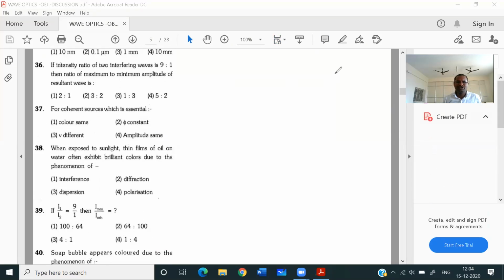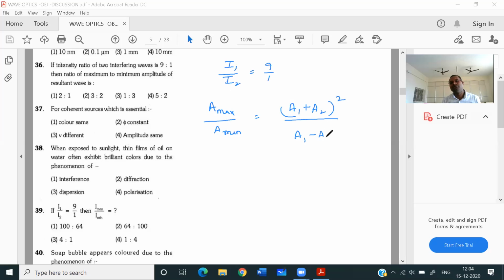The intensity ratio is given. I'm giving a hint; you need to solve. I1 upon I2 is 9/1. They're asking the ratio of maximum to minimum amplitudes. The maximum amplitude is (A1 plus A2) whole square, and the minimum amplitude will be (A1 minus A2) whole square.